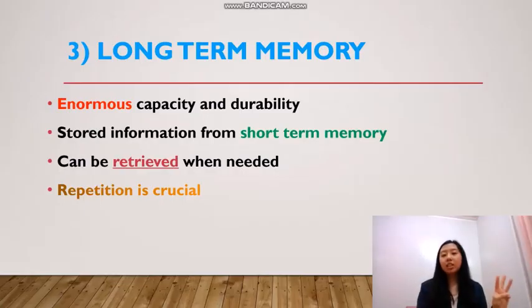The third one, or the last one, is long-term memory. Long-term memory is responsible for storing a much larger quantity of information in a more permanent way, even sometimes lasting for a whole lifespan. Long-term memory has enormous capacity and durability. Information from short-term memory is stored here in long-term memory, but can then be retrieved back into short-term memory or working memory when needed. Repetition is the crucial key for a memory to last longer and to prevent it from being lost.